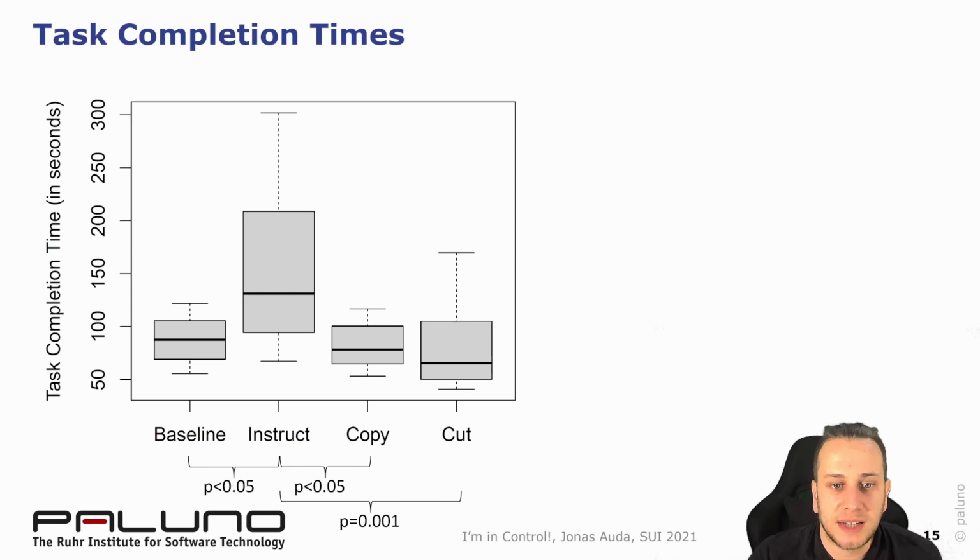We analyzed the task completion times for each condition. Participants were slower in the instruction condition than in the baseline, the copy and the cut condition. For instruction, the average completion time was around 2.5 minutes. For the remaining conditions, between 80 to 90 seconds. Using instructions was significantly slower than all other conditions.